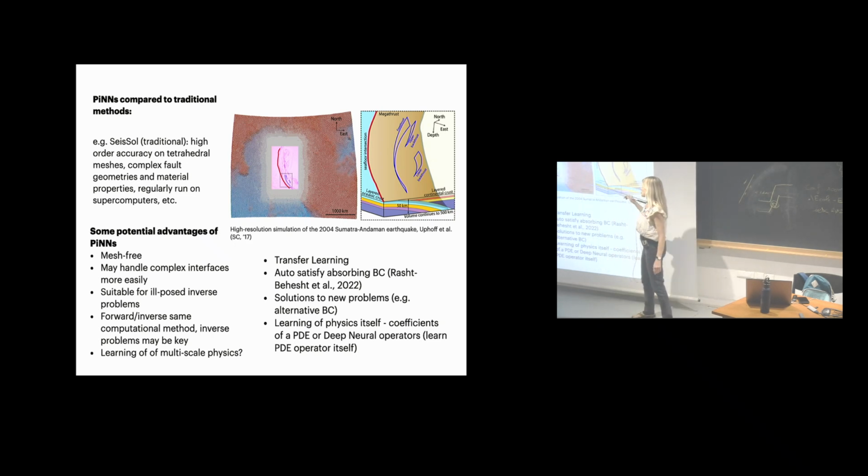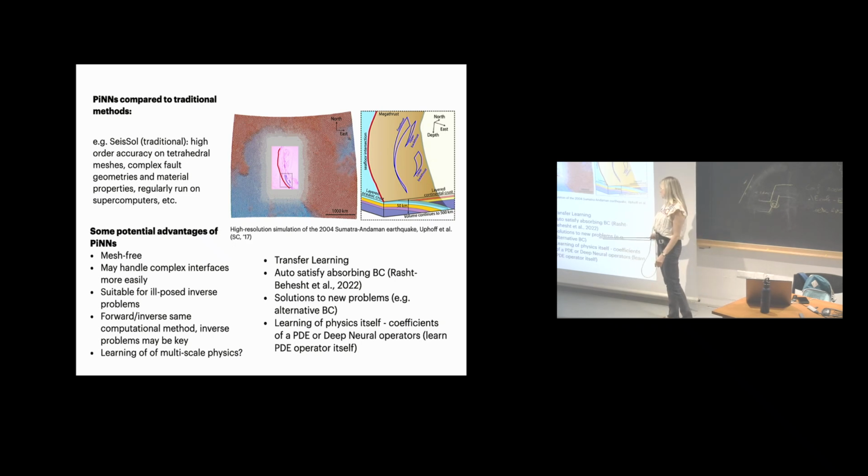There's the idea that if you train a neural network for, say, data in some fault region, it might transfer to another fault region and have some similar predictability in that other region. They automatically satisfy absorbing boundary conditions, so you don't have to deal with that challenge.